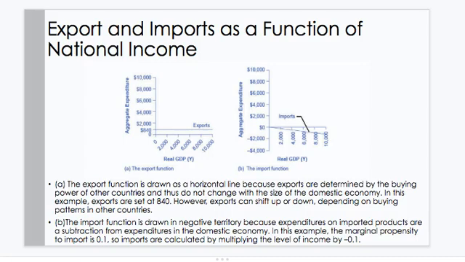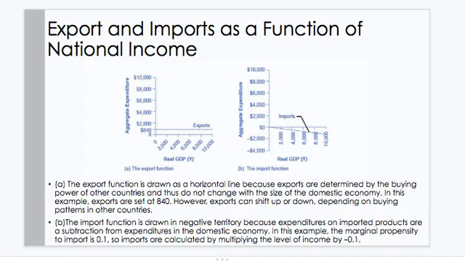Exports and imports as a function of national income. The export function is drawn as a horizontal line because exports are determined by the buying power of other countries and thus do not change with the size of domestic economies. In this example, exports are set at 840. However, exports can shift up or down depending on buying patterns in other countries.